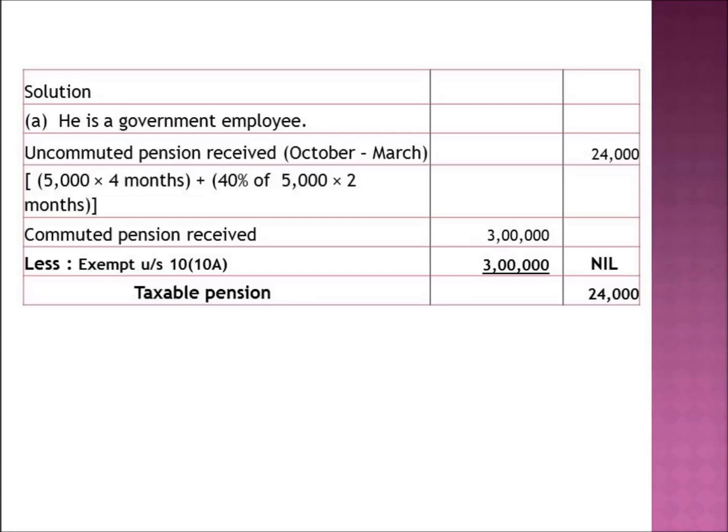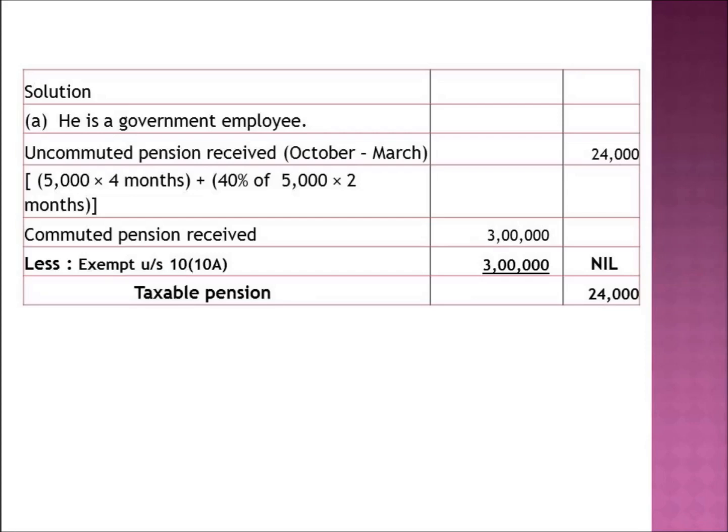for 4 months, that is October, November, December and January, and for February and March the deducted pension, because he commuted 60% of his pension on 1st of February. So for February and March he'll receive the deducted amount, that is only 40% of 5,000, as he commuted 60% of his pension. So that is equal to 40% of 5,000 into 2 months is equals to 4,000. So 20,000 plus 4,000 is equals to 24,000.